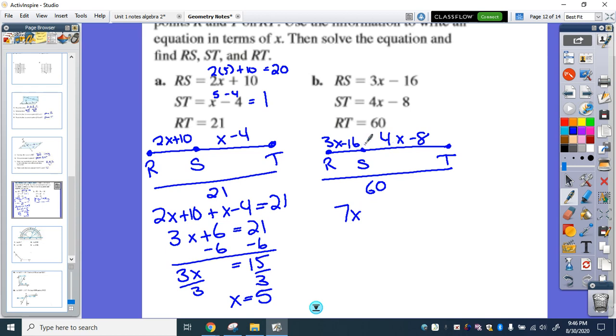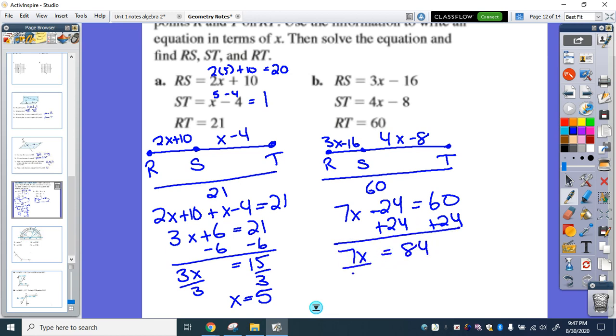Negative 16 and negative 8, if we add those two together, we are going to be looking at negative 24 equals 60. Add the 24 to both sides. So we end up with 7x equals 84. Divide both sides by 7. We find out that x equals 12.